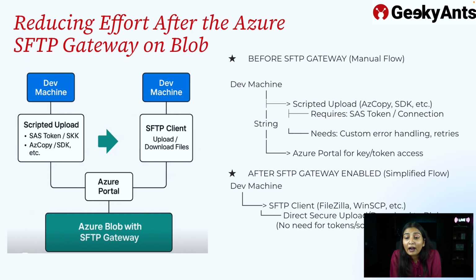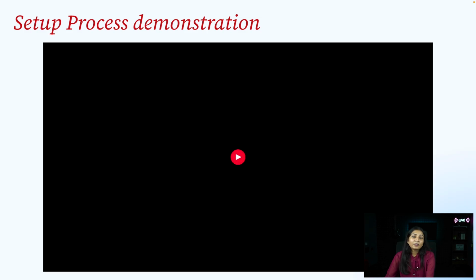Basically, before, everything was manual. We needed to actually write the code. We needed to use Azure CLI. There were high chances of mistakes here, and we needed to even handle errors in case the files were not uploaded directly. So after the SFTP gateway, everything was simplified. Once the configuration and setup are done, SFTP also works with FileZilla and WinSCP, which make the file transfer very easy and smooth.